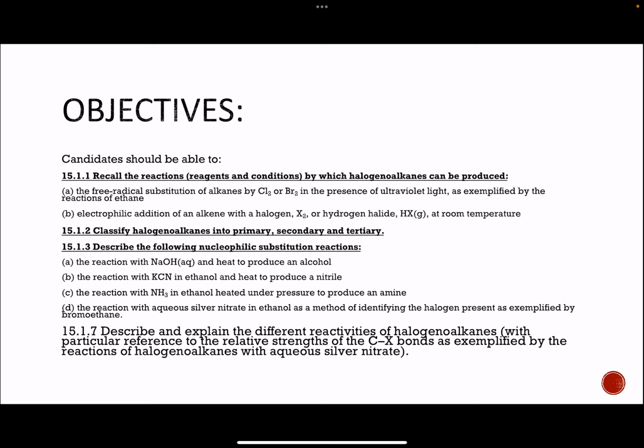15.1.2 is nothing new either. Classifying halogenalkanes into primary, secondary, and tertiary types is basically just saying, if I have this halogenalkane, and the carbon that's attached to the halogen is attached directly to 3 other carbons, this is what we would call tertiary. Whereas if we have this, the carbon that's attached to the halogen is only attached to 1 other carbon. This is what we would call primary. And of course, secondary would be attached to 2 carbons. So that's something that we have sorted in the past.